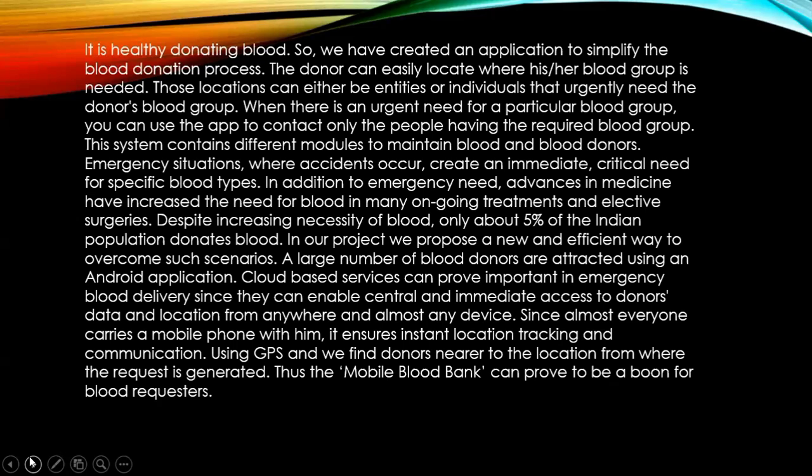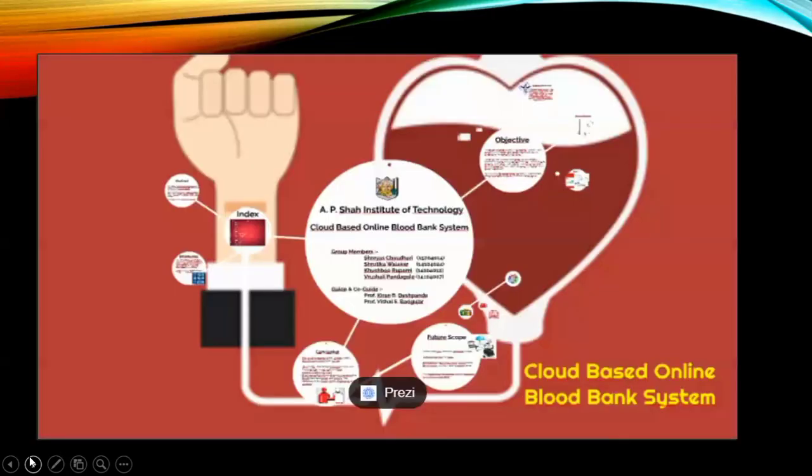Cloud-based services can improve emergency blood delivery since they enable central and immediate access to the donor's data and location from anywhere and almost any device. Since almost everyone carries a mobile phone with them, it ensures instant location tracking and communication. And using GPS, we find donors nearer to the location from where the request is generated. Thus, the mobile blood bank can prove to be a boon for blood requesters.